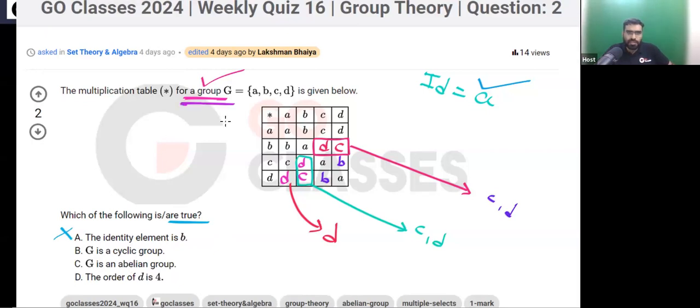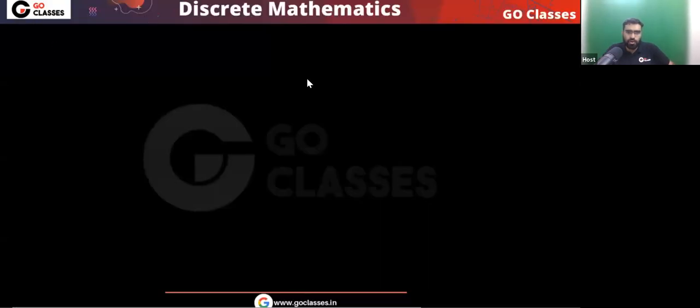One thing you tell me, if it is a group of order 4, will you even check if this is an abelian group or not? If it is a group of order 4, then definitely it is abelian, right? I told you that. How many groups of order 4 are there? How many templates are there? There are only 2 templates.